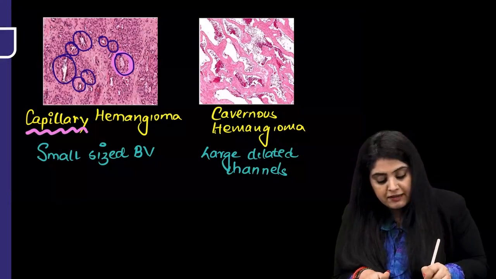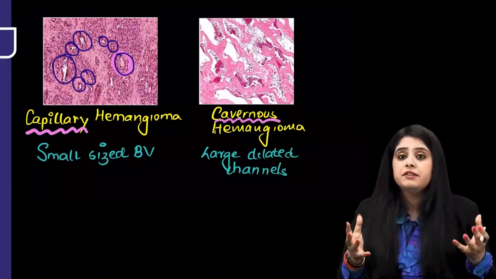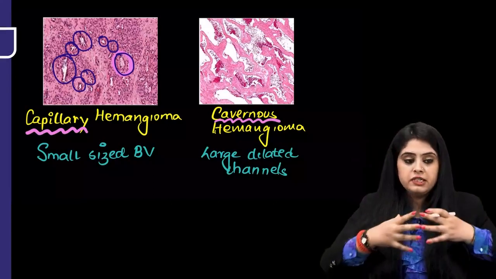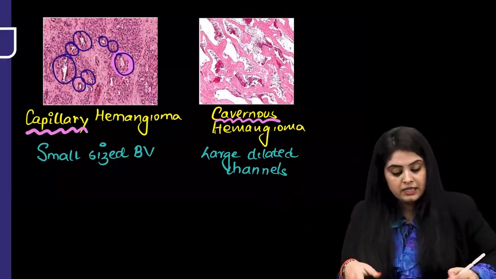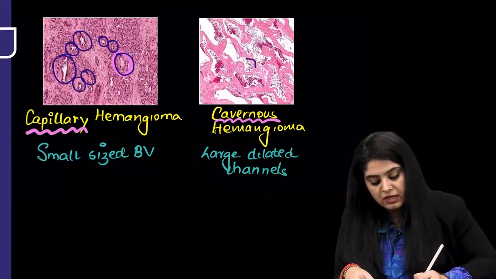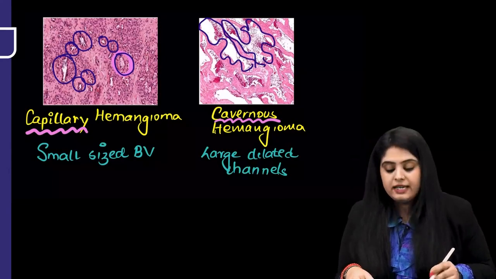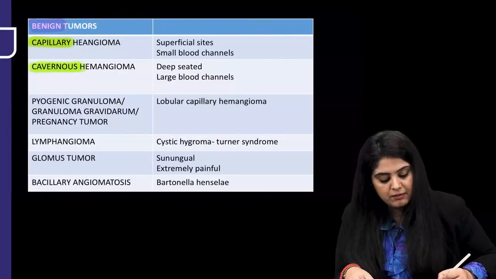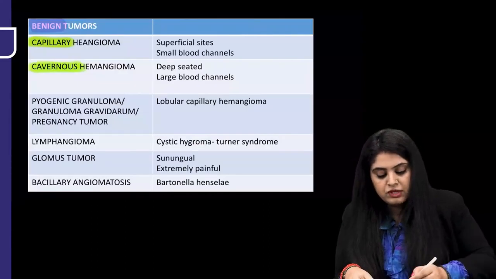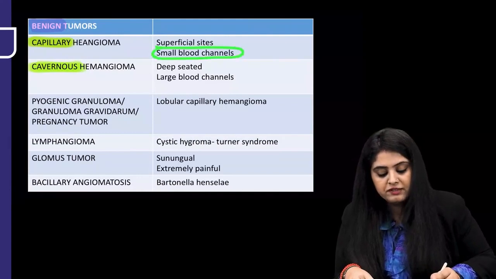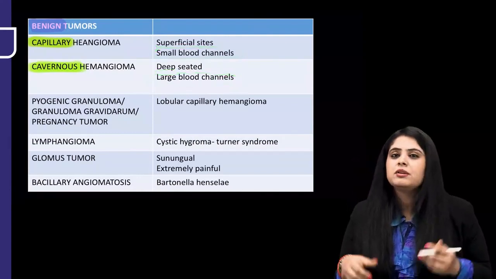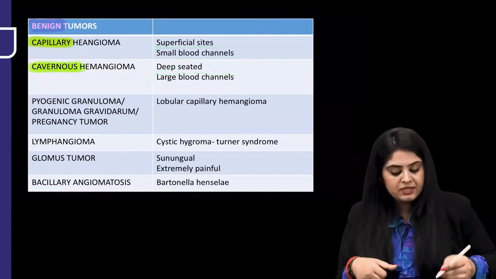But when I say cavernous hemangioma, cavern, if you look at the English meaning, cavern means something very big. So cavernous hemangioma is going to be extremely dilated. Caverns are going to be extremely dilated. They are large dilated channels. So look, capillary hemangioma is going to have extremely small blood channels, whereas cavernous has large blood channels. But how should I differentiate it clinically?